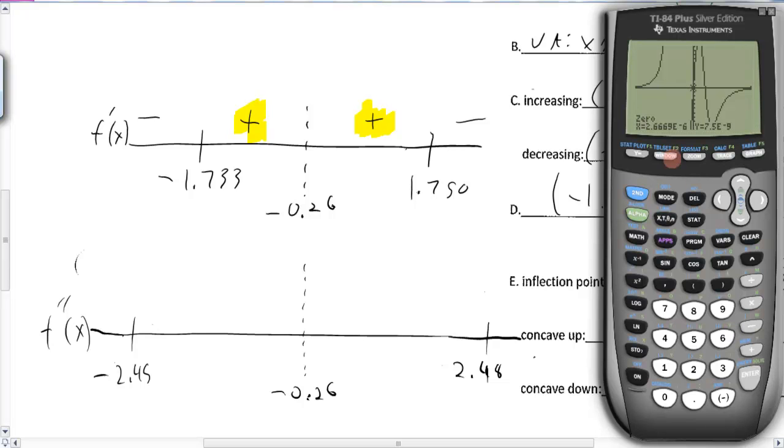and we have a 0 at x equaling 2.669 e to the negative 6. And if you remember, e to the negative 6 means we're shifting our decimal places 6 places to the left. So really truthfully what we're seeing is we have one at 0. It's just the calculator's version of rounding error. So we have a second derivative equal to 0 at 0. The x value is 0.